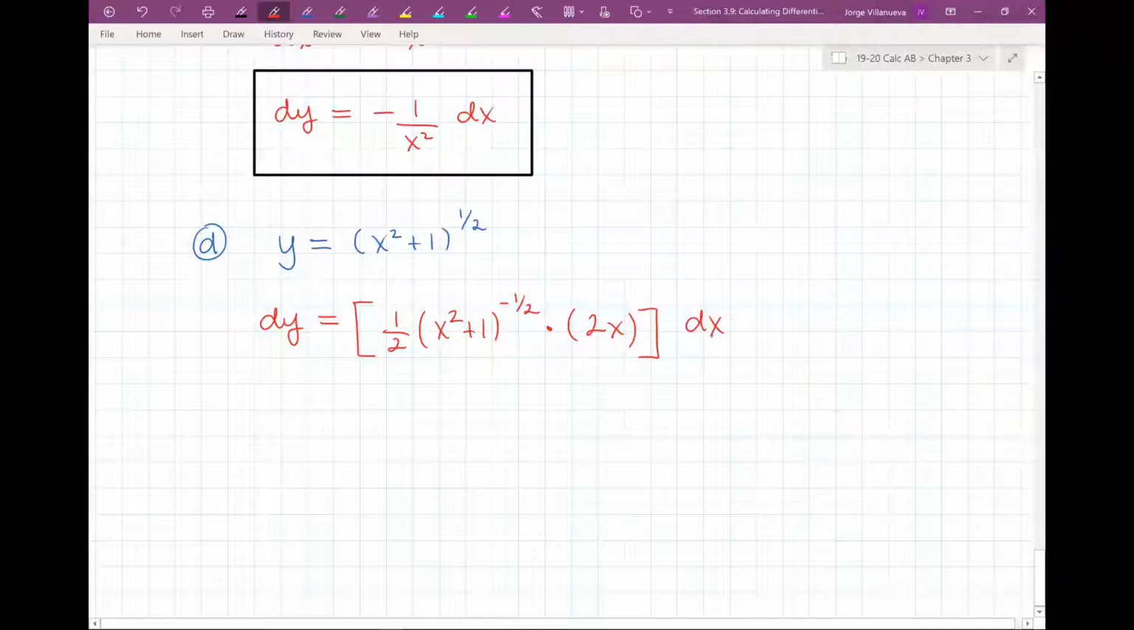Now the half times the 2 will cancel out. And now I just have to rewrite this nicely. So dy is equal to, the x is going to stay on top. The negative half power, that's the square root of x squared plus 1 on the bottom. Because that goes down and becomes a positive half, and a positive half power is a square root. And then dx, and this problem is done.